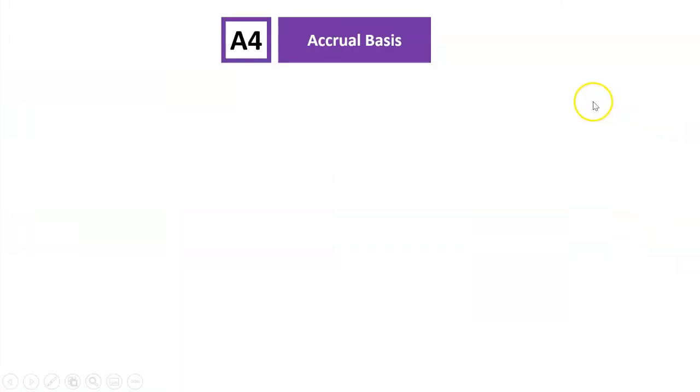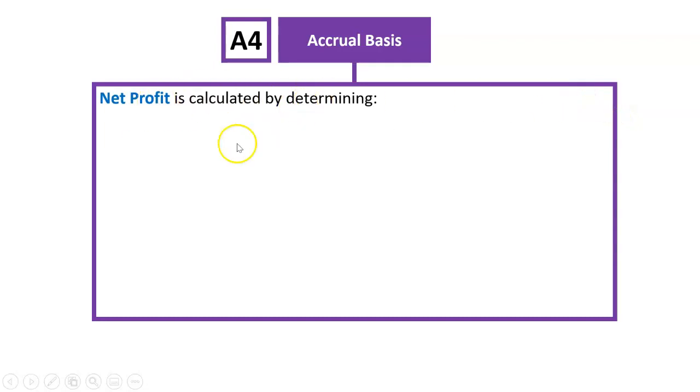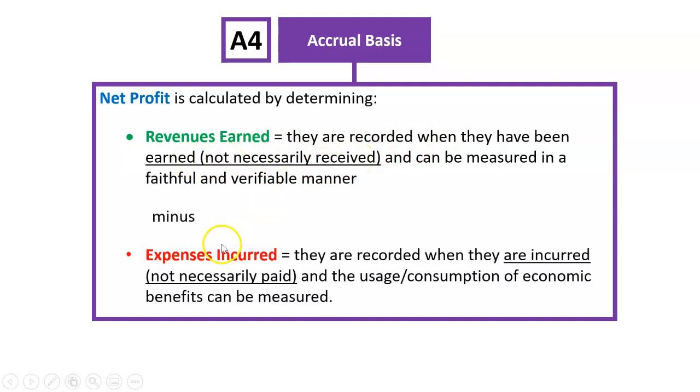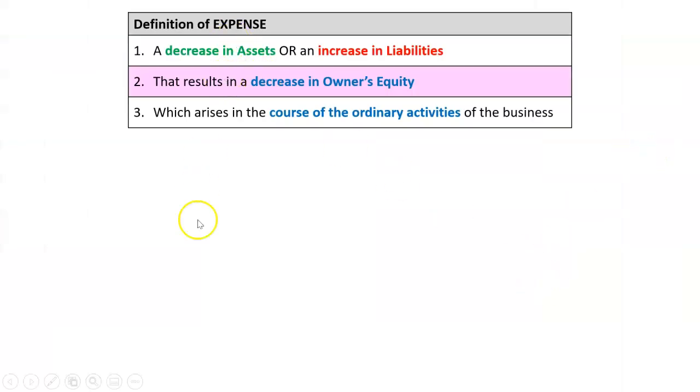Let's look at the accrual basis concept. That was one of our accounting assumptions. So net profit is calculated by revenues earned, recorded when they've been earned, not necessarily received, minus expenses incurred. And that just means they are recorded when they are incurred and not necessarily paid. Incurred just means used up, consumed. Let's just look at this concept. Don't worry about revenues. We've done that in another video. This bit, expenses incurred. It doesn't matter whether the cash has been paid. So we've got our definition here.